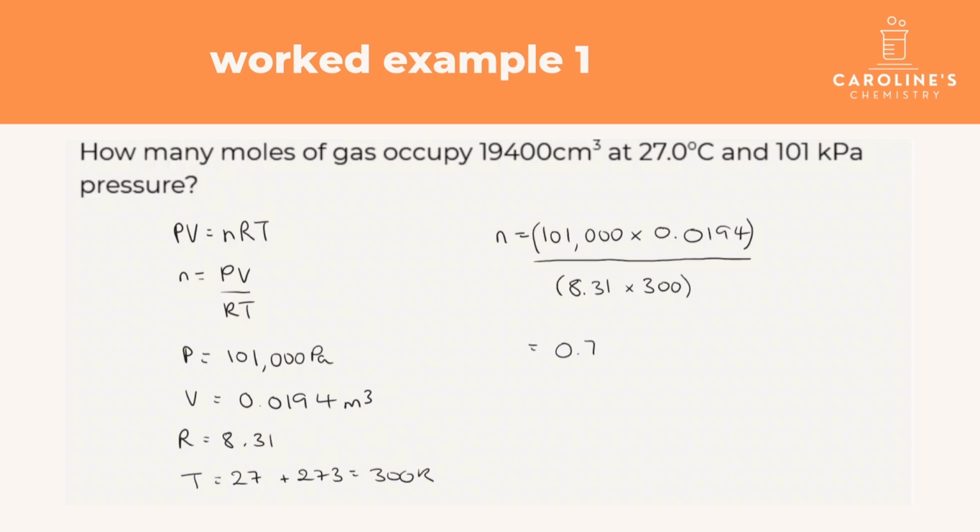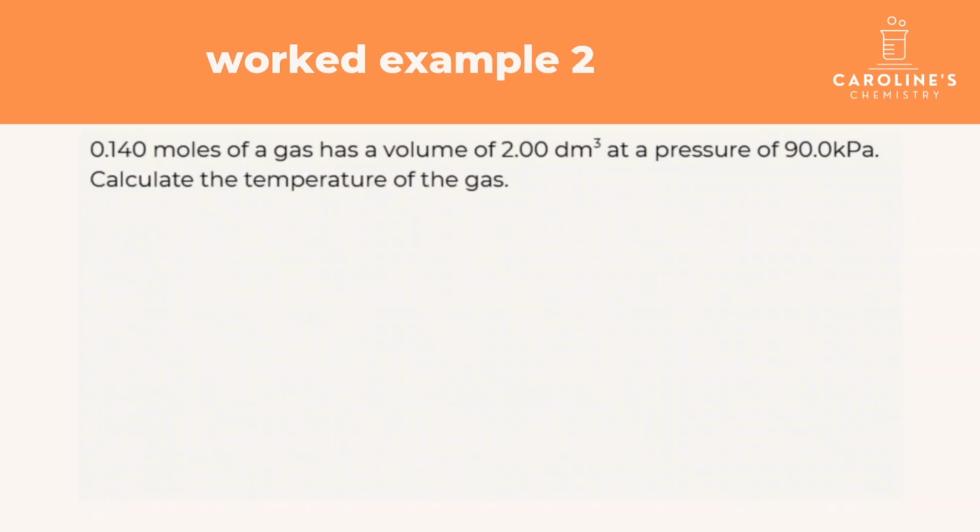And if we tap that in, we get 0.786 moles. And then we're just going to check our number of significant figures. So each one of those numbers given in the question is to 3 sig figs, so our answer should be as well. So for this question, we're asked to calculate the temperature.